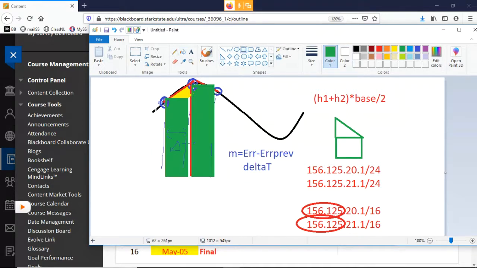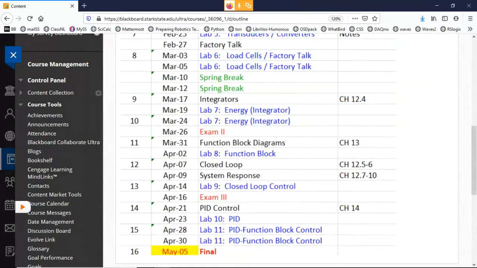And then when you do your next one, you calculate this area and you add it together. And then you do your next one and you calculate this area, but the whole time you're adding all these areas together, so it keeps getting bigger and bigger and bigger. All right, so that's integration.